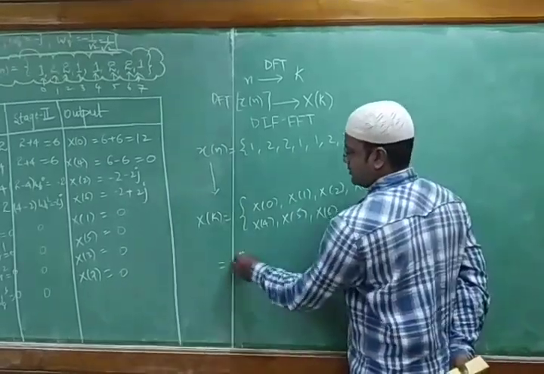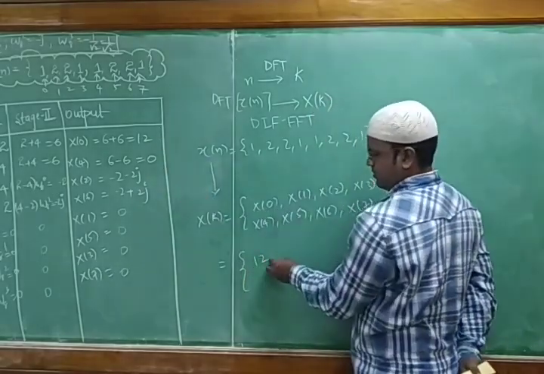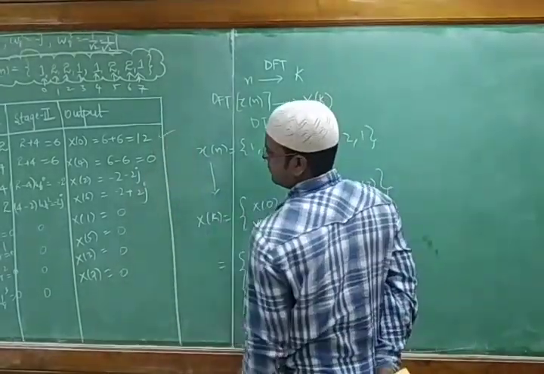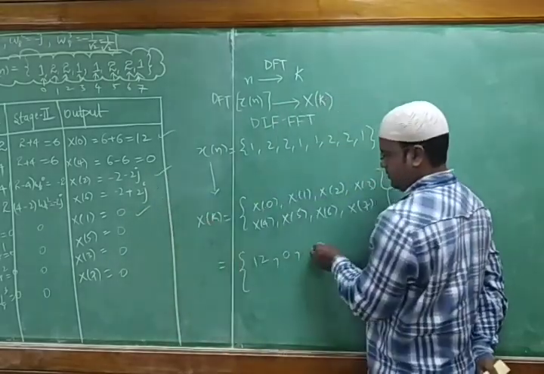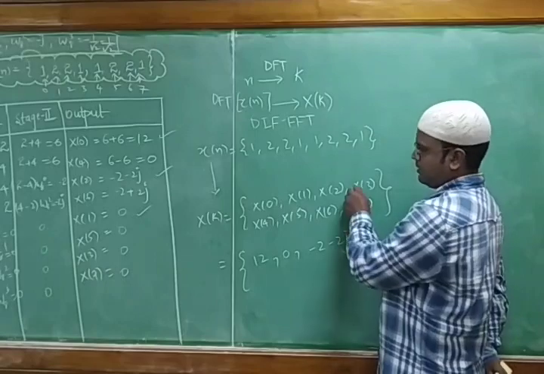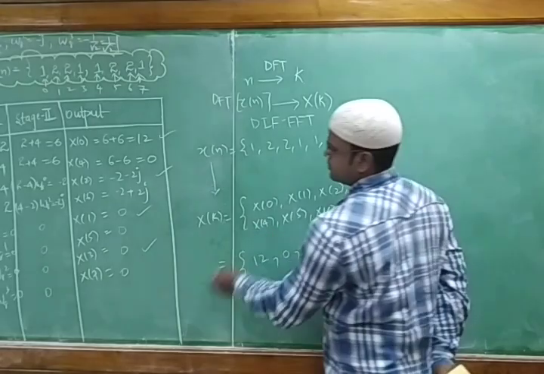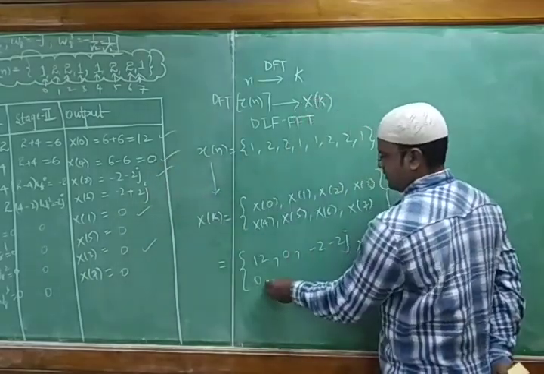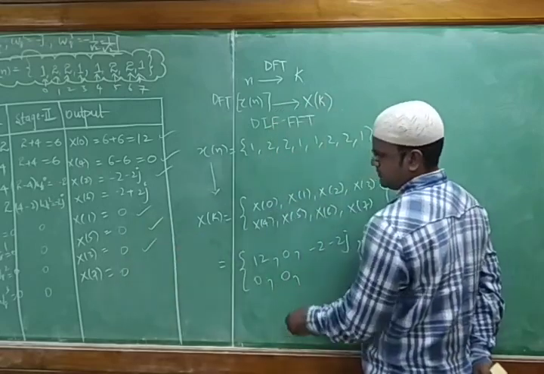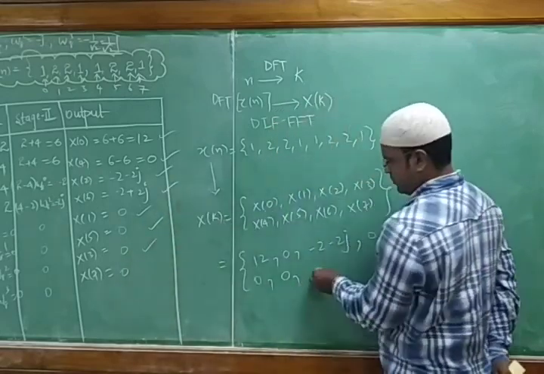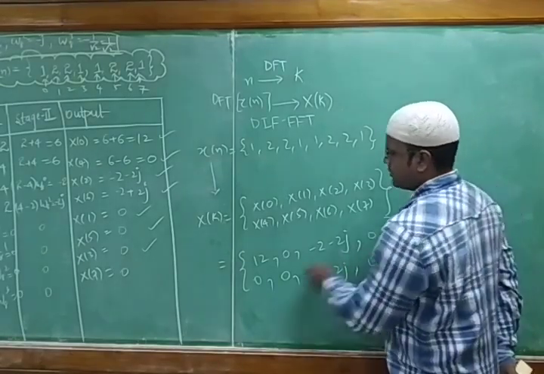So what will we write? X of 0. What is x of 0 we have? It's 12. Comma, x of 1, we have 0. X of 2, minus 2 minus 2j. X of 3, again it is 0. X of 4, what is x of 4 we have? Again it is 0. X of 5 is 0. X of 6, minus 2 plus 2j. X of 7 is 0. So this is our x of k sequence.